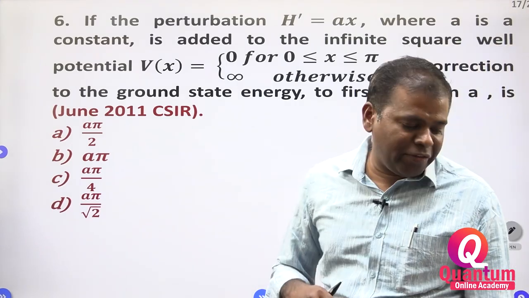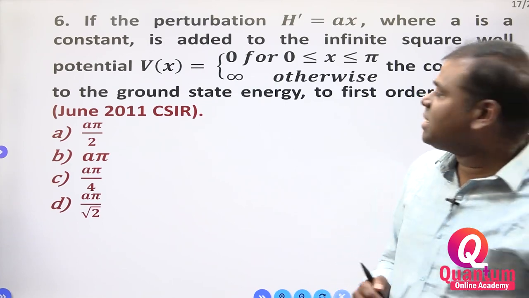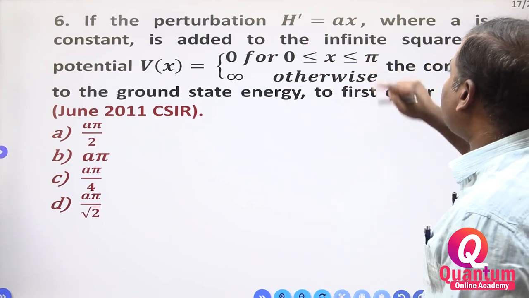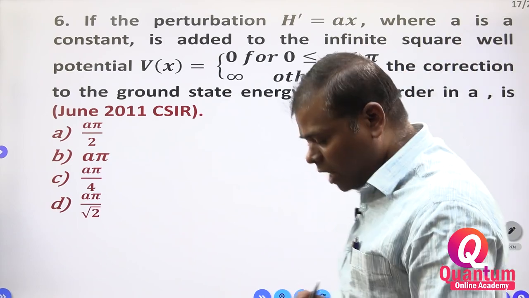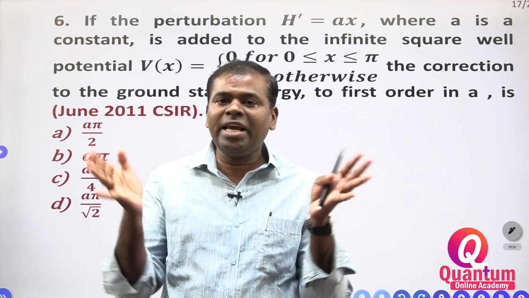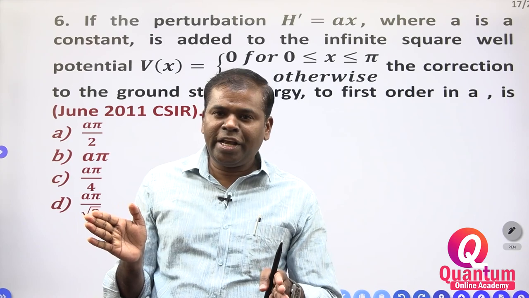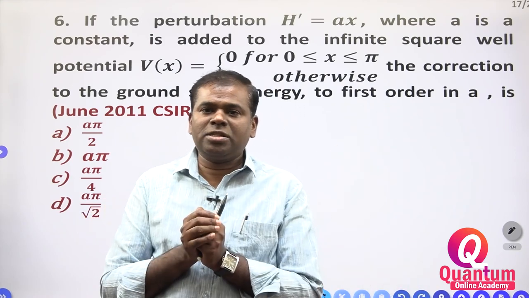Now the sixth one we have to see. What is the sixth one? If the perturbation, this is the perturbation, I already told you, there are three approximation methods: the perturbation theory, the variational method, and the WKB approximation.